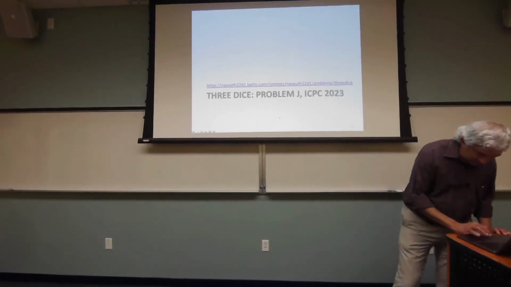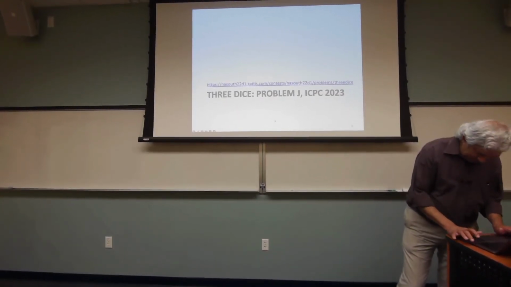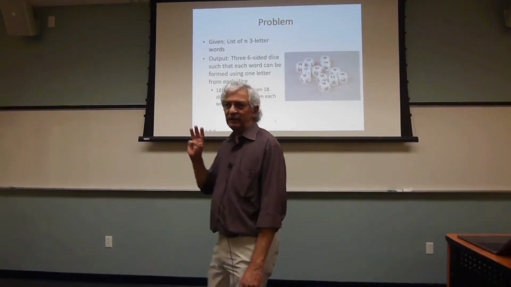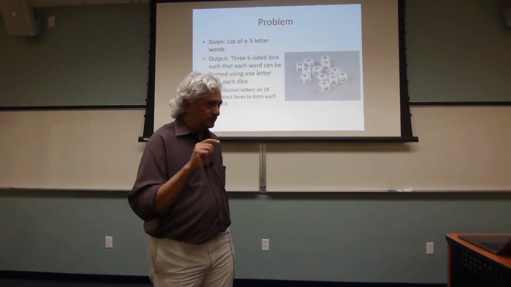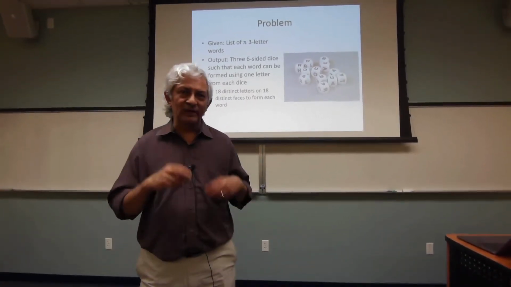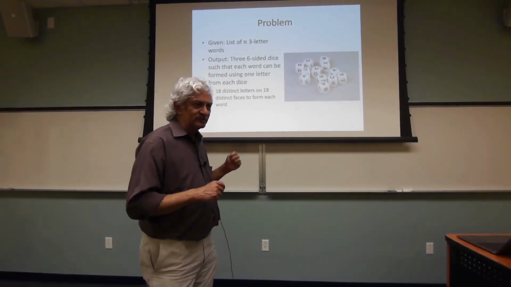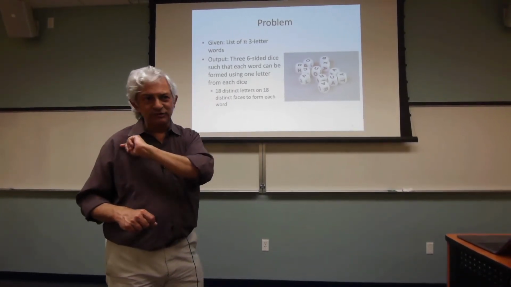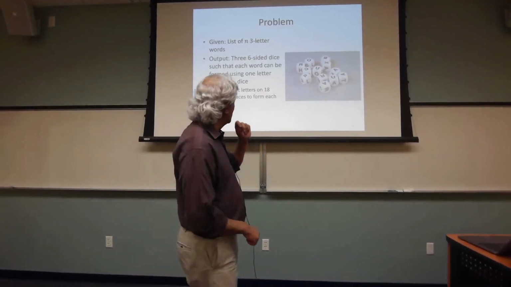All right, so here is the 3 dice problem. Should I put the problem up? Well, forget it. So here's the problem. It says that you're given a list of 3-letter words, okay? And your job is to create 3 6-sided dice with letters on them. The letters will come from the words, but they have to be in such a way that for every word that you are given, each letter is on a different dice. Is that clear? That's the problem.